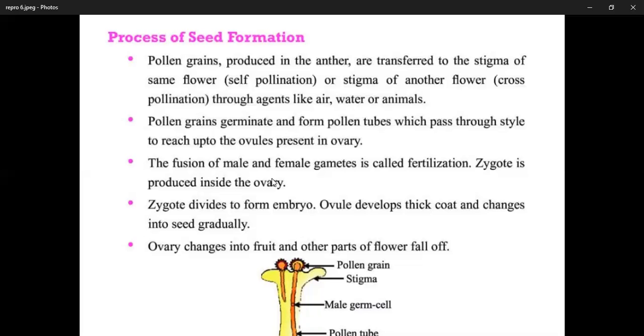After formation of the zygote, the zygote undergoes further division to form the embryo. And after formation of the embryo, the ovule develops a thick coat and gradually changes into a seed. The ovary changes into fruit and other parts of the flower fall off.